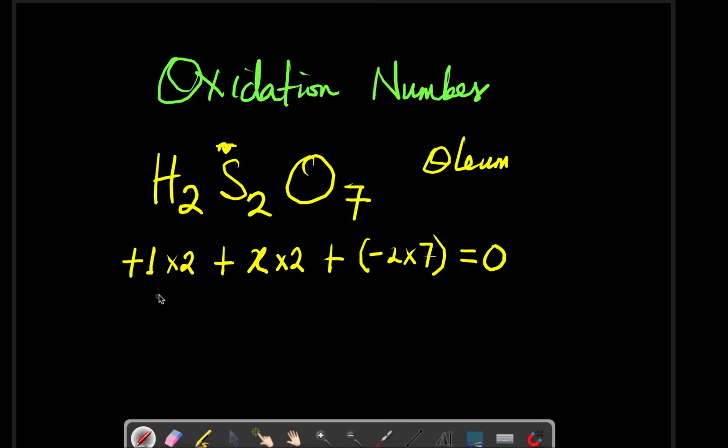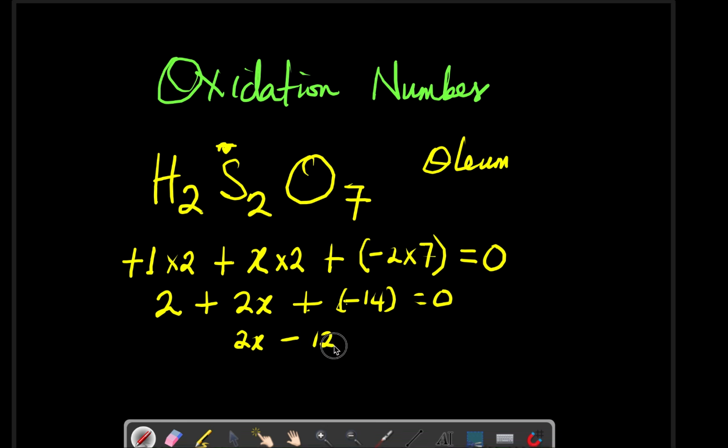So 1 by 2 will give us +2, plus x times 2 will give us 2x. Then -2 times 7 will give us -14, equals 0. Now remember that plus times minus will give us minus. So you're having 2 minus 14, and that should give you -12. So you have 2x -12.